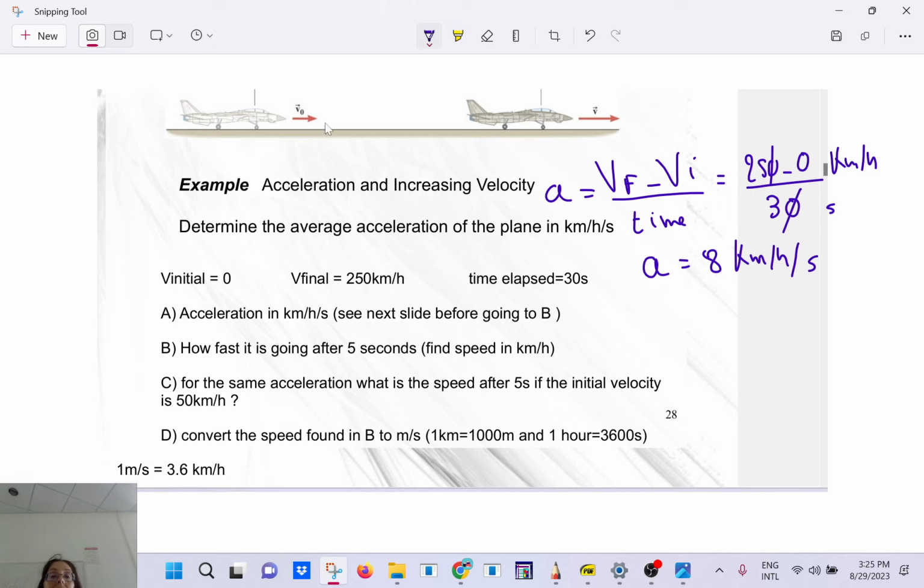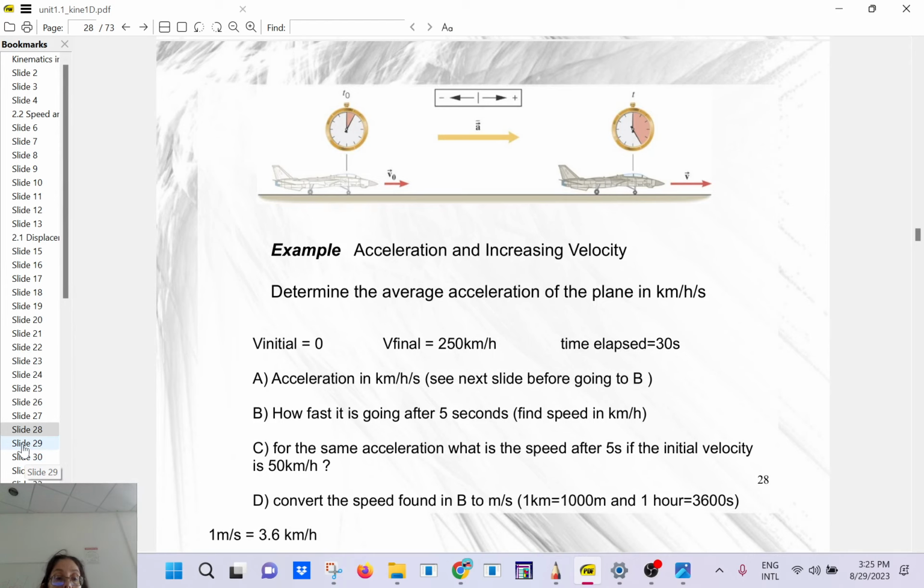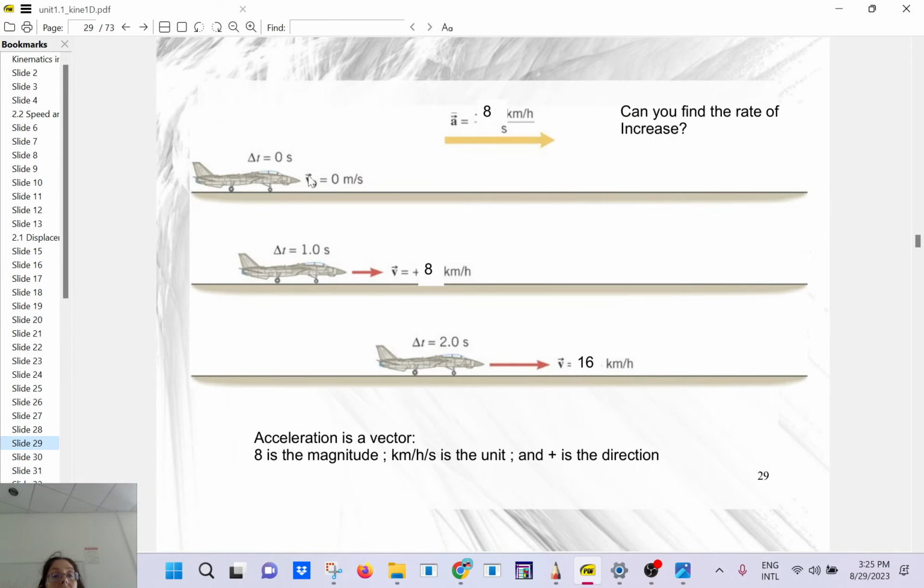It's a thrust, pushing forward. So the acceleration will be this way. If I look at my slide here, you see that at t equals 0, it was at rest. There's a force pushing to the right. After 1 second, it's going at 8. After 2 seconds, it's going at 16. After 3 seconds, how fast is it going? 24 kilometers per hour. After 4 seconds, it's going to be 32.